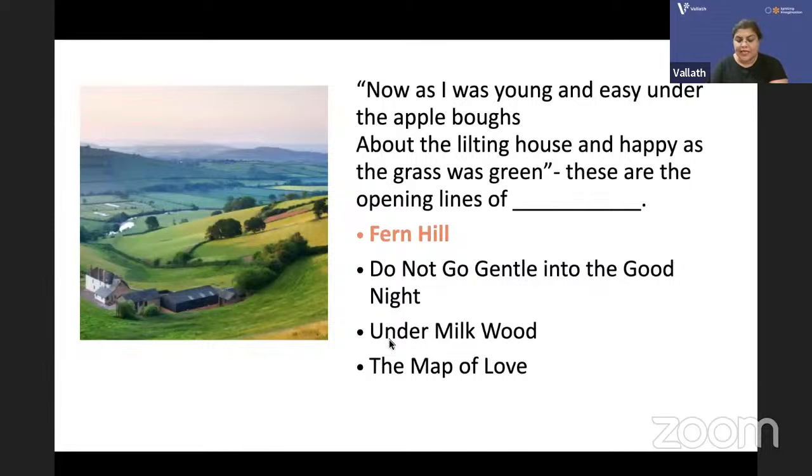And he's talking about his youthful life on his aunt's farm. He had gone to his aunt's farm as a child, and he's talking about it here. Very good.